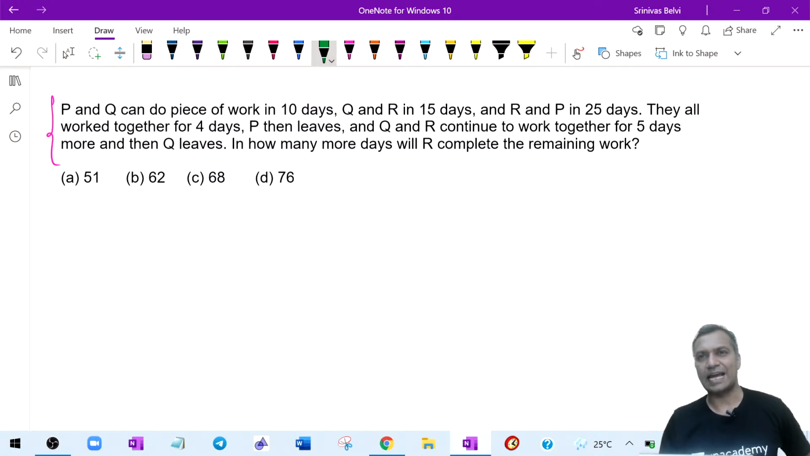Quick, quick. We have to hit the CAT level. These are not CAT level. We are just examining, understanding the basics.